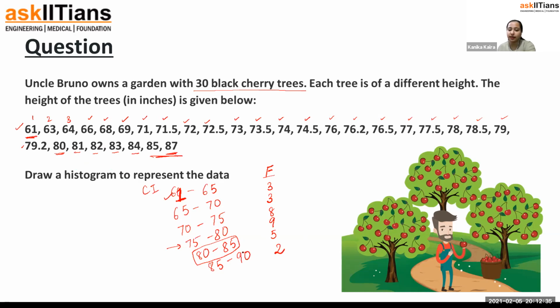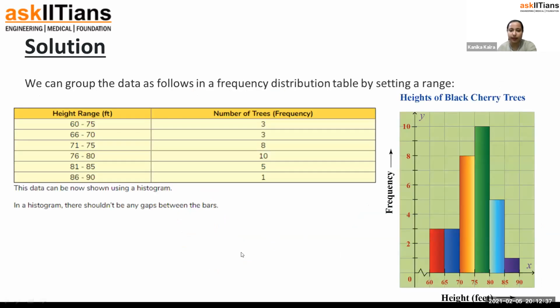Now let's look at the graph. In this slide, they have represented the graph. We have skipped a few values. That is why we are drawing a kink, because we are not starting from 0, we are starting from 60. So that is why we are skipping a few values.